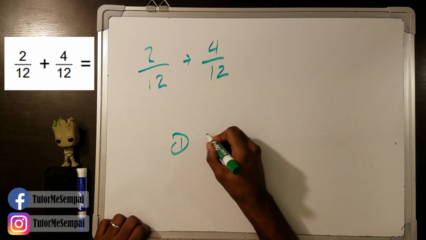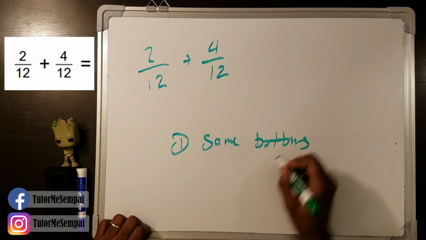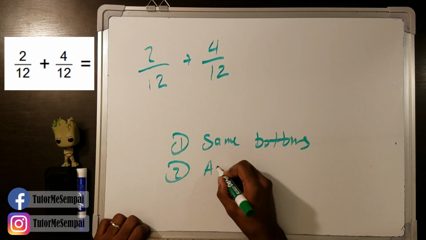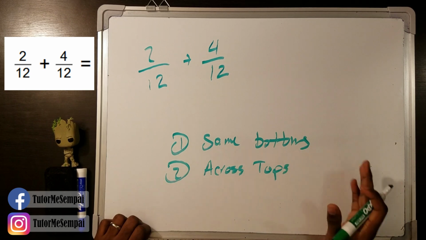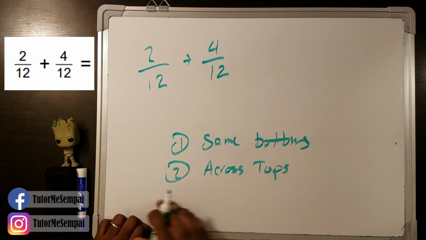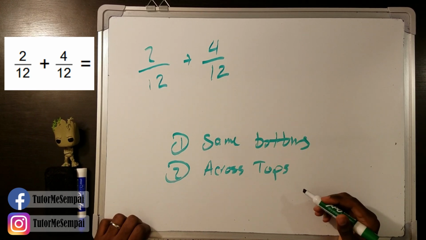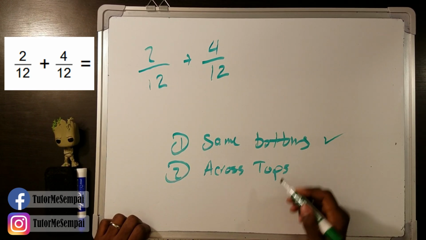Remember our 2 steps. Step 1, same bottoms. If we can make sure they have the same bottoms, we move on to step 2, which is across tops. So whatever we're trying to do, adding or subtracting, we do across the tops. First one, same bottoms. Do they have the same bottoms? Yes. We can move on to the second one, across the tops.